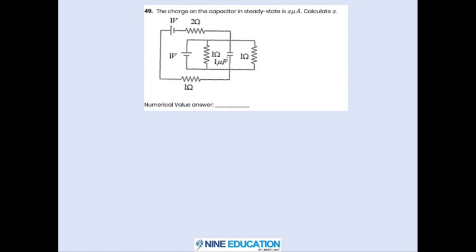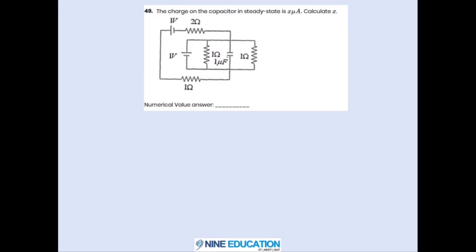Moving on to the next question. Look here. The charge on the capacitor in a steady state is x microcoulomb. You can see that there is only one capacitor in this diagram. So, charge on this capacitor at steady state. Forget about everything. This capacitor is directly connected to this battery. Therefore, the potential difference across this capacitor is 1 volt only.